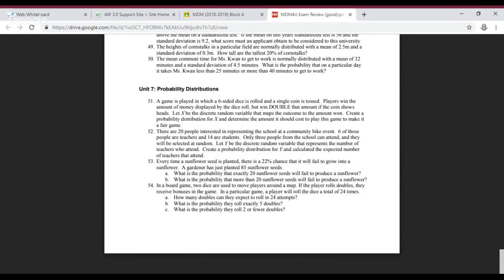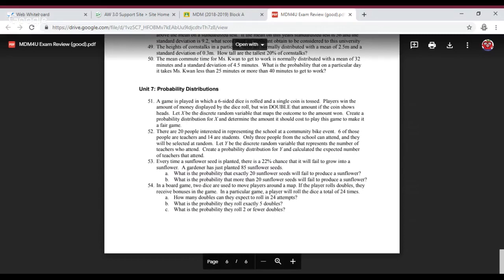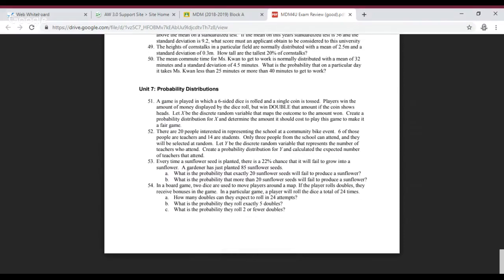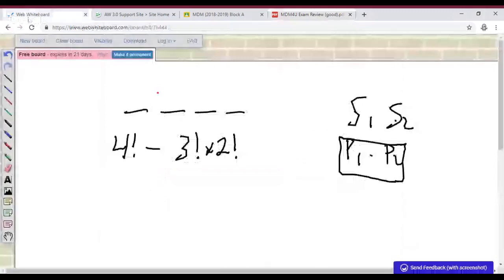There's a 22% probability of success. I'm going to define success to be, weirdly enough, failing to grow. Because again, success doesn't mean a good thing. It just means the thing I'm looking for. And that 22% apparently is the same every time, so this is a binomial experiment. We want the probability that exactly 20 out of 85 have this success.